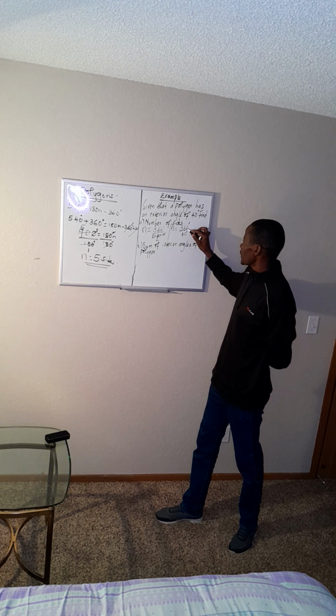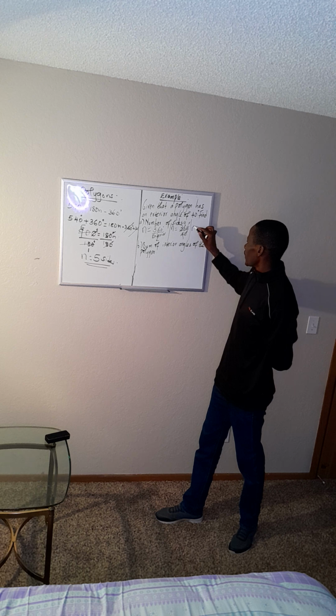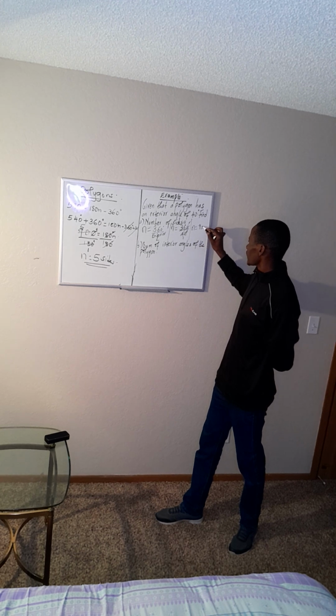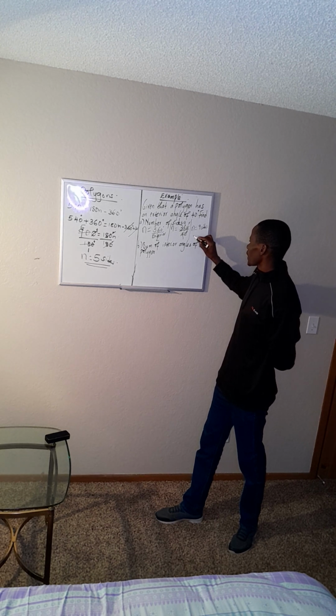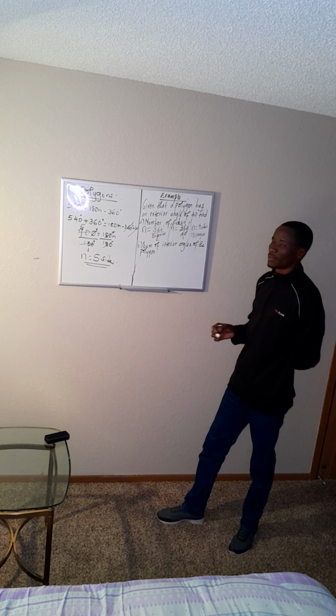So the degrees cancel, and 0 and 0 cancel. 4 here, 1; 4 here, 9. Therefore, the number of sides is what? 9 sides. We said a polygon with 9 sides is called what? A nonagon. It is called a nonagon.